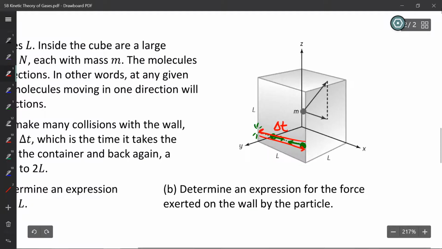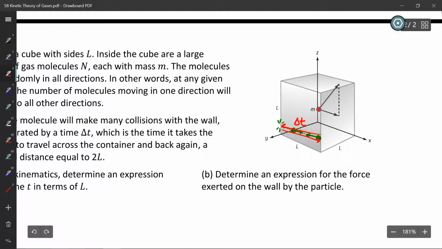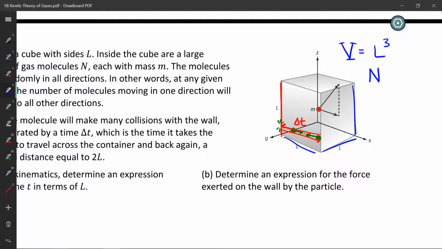Realize that this particle is going to experience many collisions with many walls, but we're just going to say the time between collisions with this side wall is delta t. A few things to notice: the length of the sides is L, so you have L times L times L to give the volume. The volume of this container is L to the third power. And remember that there are N total molecules, and each molecule has mass M.